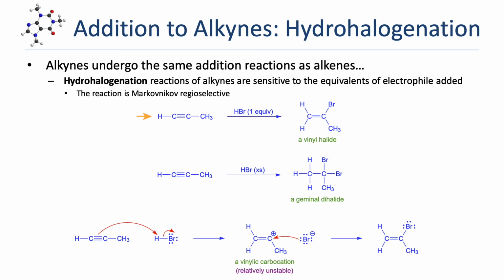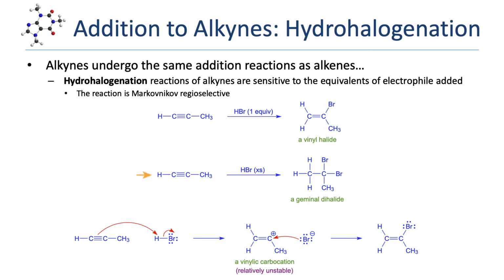Because there's only enough electrophile to react one of those pi bonds, one of the carbon-carbon pi bonds will add HBr, leaving the other pi bond unchanged. We know that hydrohalogenation is Markovnikov regioselective, and so the bromine is placed on the more substituted carbon of the alkyne and the H on the less substituted carbon. The result is called a vinyl halide. It's simply a halogen directly attached to an alkene.